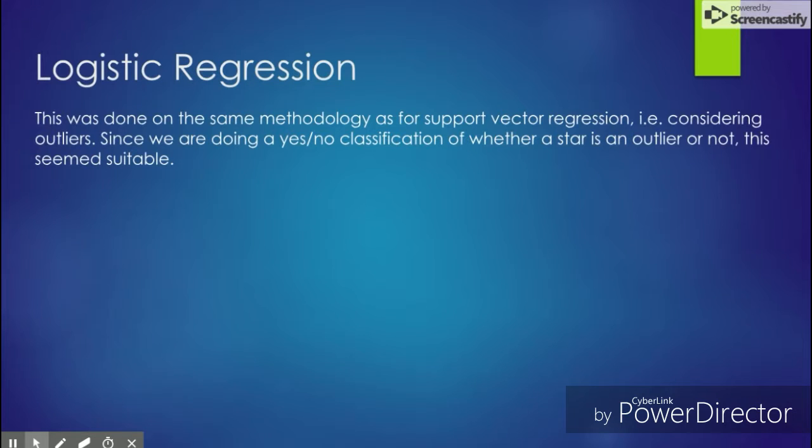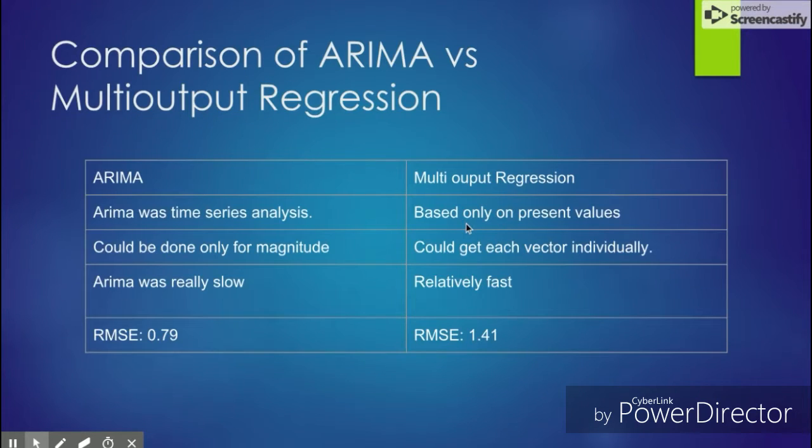Logistic regression was done on the same methodology as support vector regression, which was considering outliers. And since it's yes or no classification, it seemed suitable. Here is the comparison between ARIMA and multi-output regression.